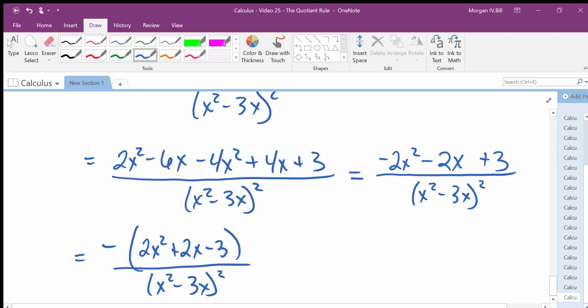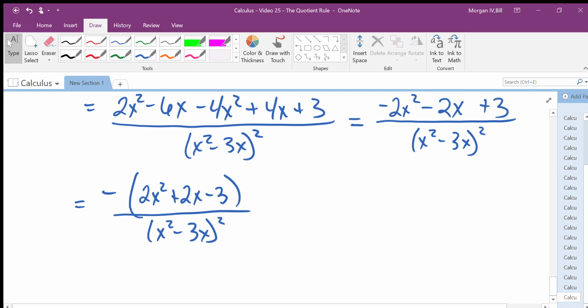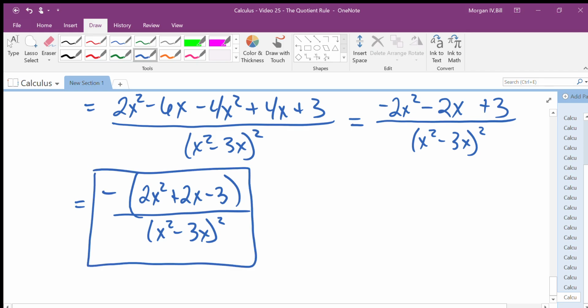And take a quick check. Make sure that numerator doesn't factor. It doesn't in this case, but check it out to be sure, in case something might cancel out with the denominator term. In this case, it does not. And so you are done. Quotient rule. This is the derivative. This is h prime of x.